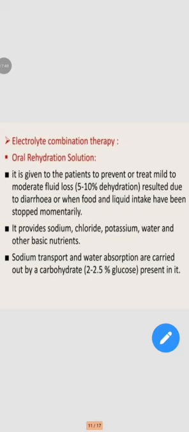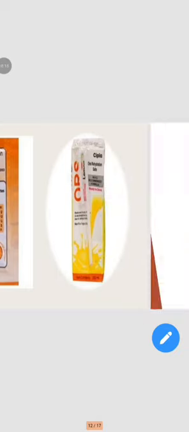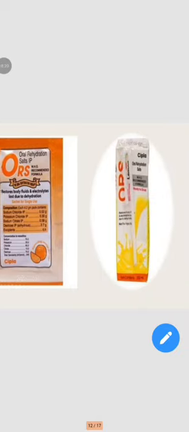So oral rehydration solutions are given to patients to prevent or treat mild to moderate fluid loss resulting from diarrhea or when food and liquid intake have been stopped momentarily. It provides sodium, chloride, potassium, water and other basic nutrients. Sodium transport and water absorption are carried out by the carbohydrate, 2 to 2.5% glucose present in it. Then these are the ORS packets.